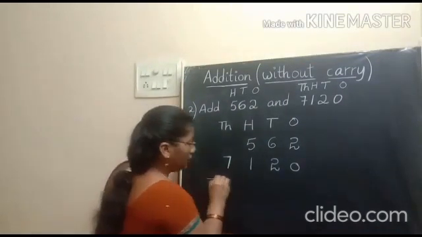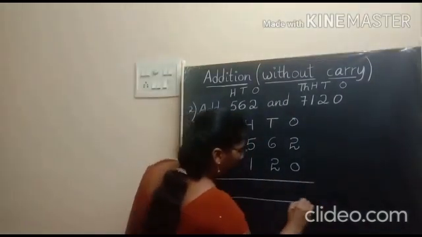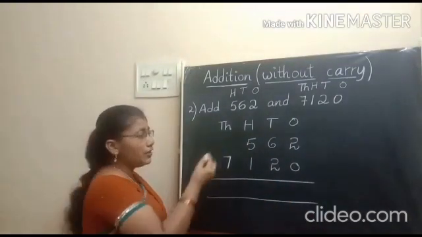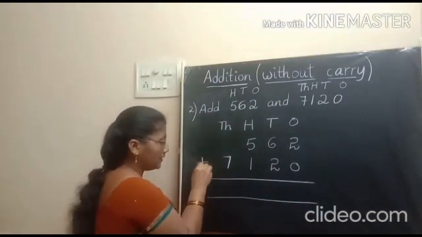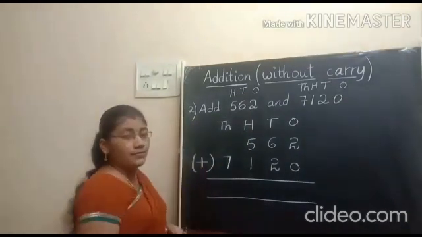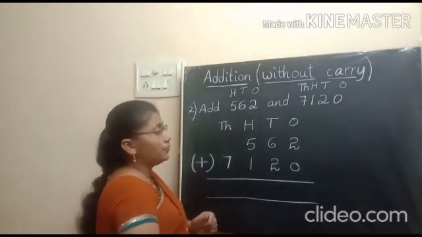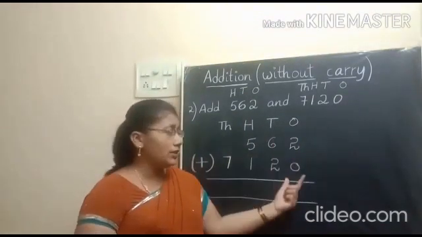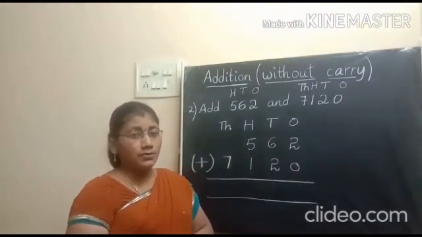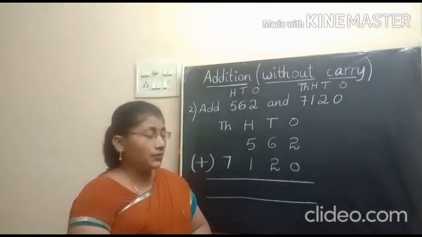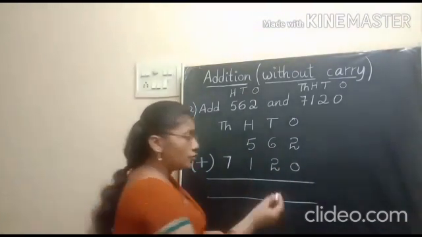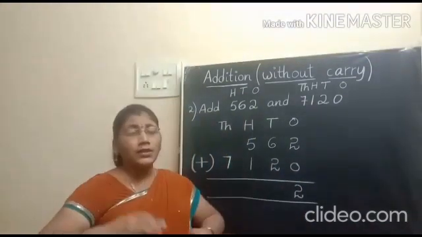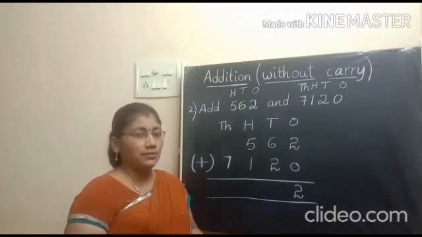Now, we should add these two numbers. What is the symbol used for addition? That is plus. Understood? Now, first we should always add the digits in ones column. We add 2 and 0. 2 plus 0 is 2 only. Because by adding any number with 0, we get the same number.